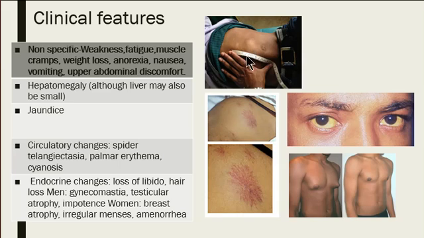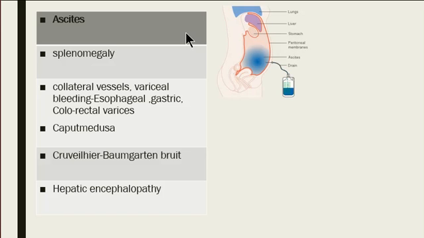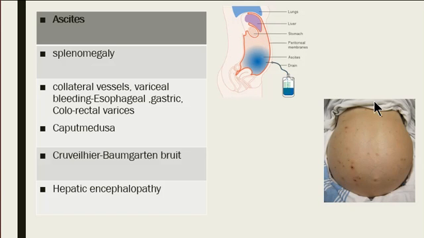So we have seen some cases have hepatomegaly or shrunken liver. There's presence of circulatory changes like spider telangiectasia and palmar erythema. We see jaundice, and we also see some endocrine changes such as gynecomastia and other such changes. Apart from that, we see ascites, which is the accumulation of fluid in the peritoneal cavity, right? So this gives an increase in the abdominal girth, as you can see. And in case this fluid accumulation is more than 1500 ml, it gives rise to flank dullness as well.